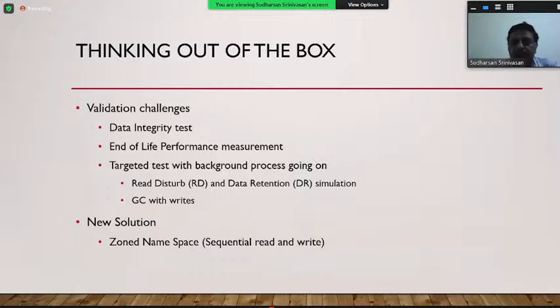And when is this, read disturb or data retention can kick in? There is something called cycles. Each of the companies has different ways of doing it. So we will have to have some hooks.